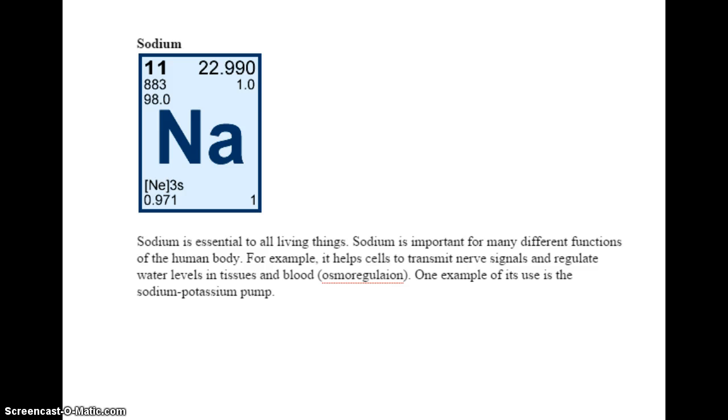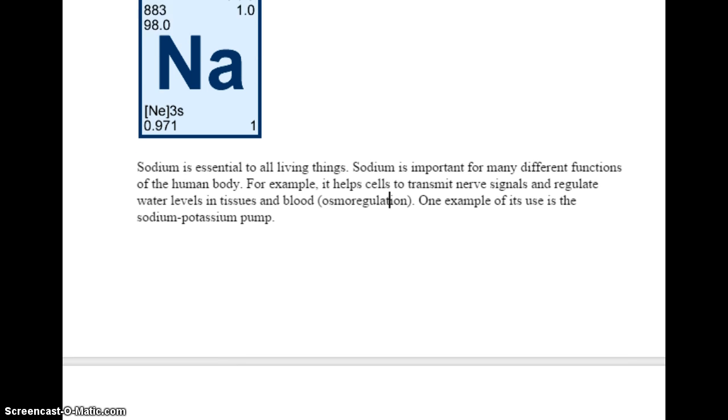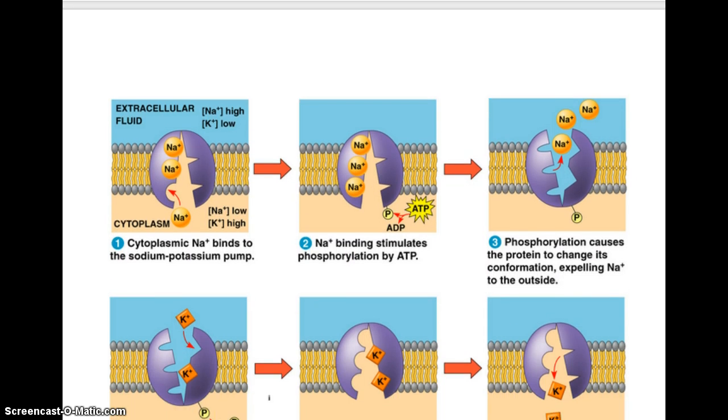And another element is sodium, and sodium is essential to all living things, and it's important for many different functions of the human body. It helps cells transmit nerve signals and also regulate water levels in tissues and blood, which is known as osmoregulation. I misspelled it here, there's a T. And one example of its use is the sodium-potassium pump, which is shown here.